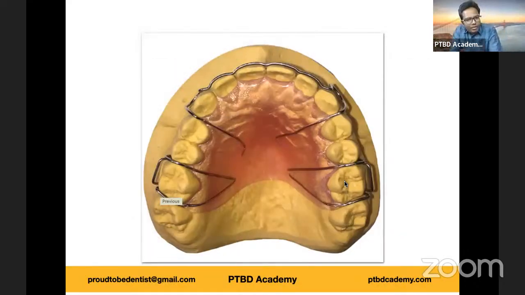Wonderful. Now, let's see how many of you are going to answer this right. You can see again, it's an appliance. I'm not going to name it, but observe the labial bow here. Again, you can see a U bend, and also you can see the labial bow, which is not curved or in arch shape, but is conforming to the labial anatomy of the anterior teeth, all the anterior teeth. So which labial bow configuration are we talking about?